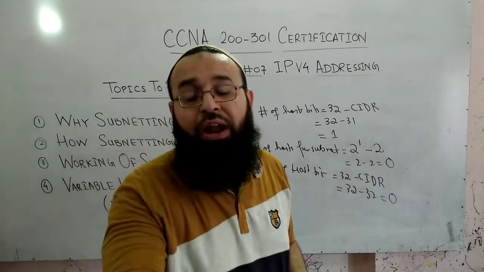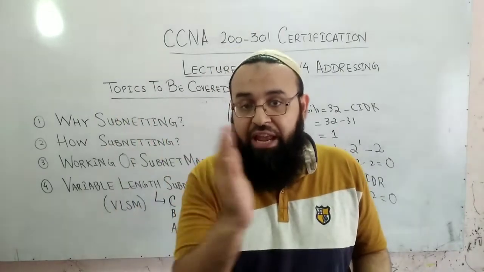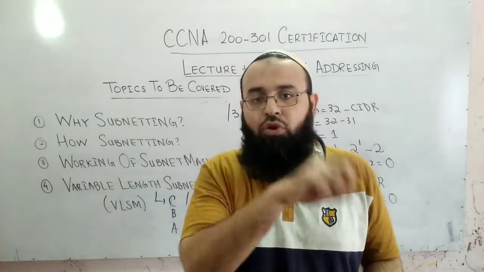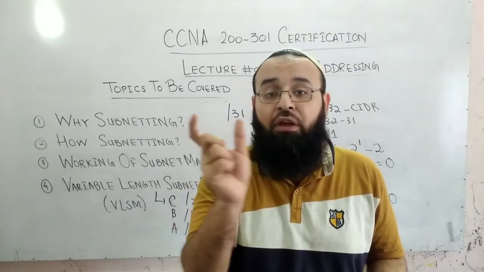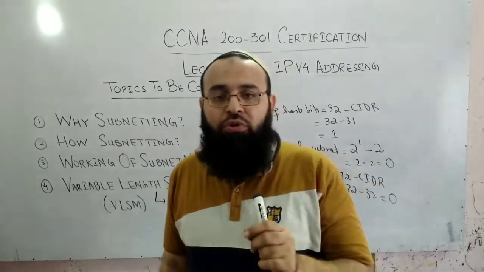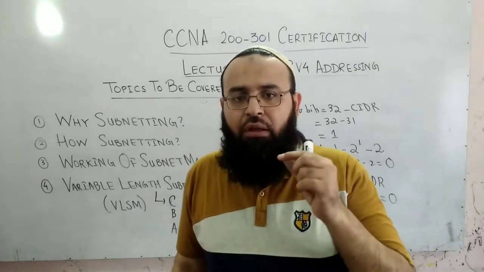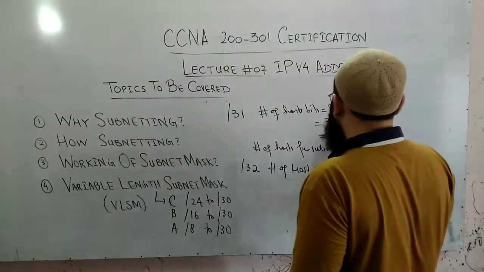Now moving on, this is basically called variable length subnet masking, because you are varying your length. For class A, /8 till /30, for class B, /16 to /30, and for class C, /24 till /30. You are varying the length of your subnet mask. Now I am going to tell you how these CIDR values get translated into the form of a subnet mask.